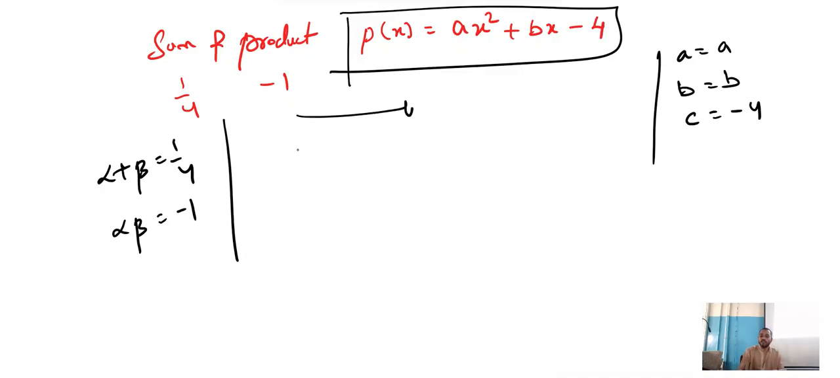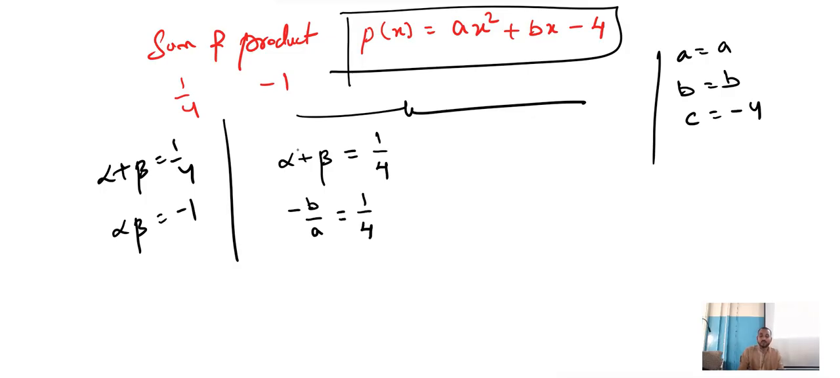First, always the first line as it is. Let alpha and beta be the zeros of the given polynomial. First you write sum of its zeros, alpha plus beta is equals to 1 by 4. Now, what is the formula to find alpha plus beta? Minus b by a. Substitute: minus b, divided by a, is equals to 1 by 4.